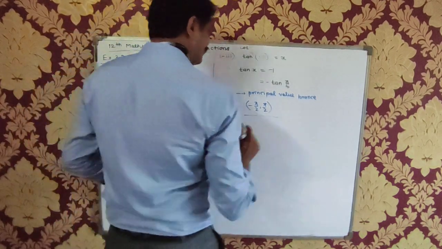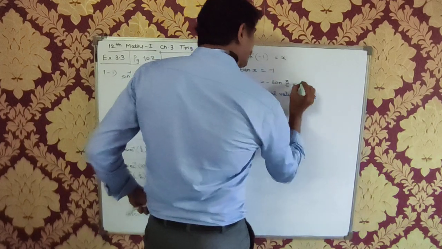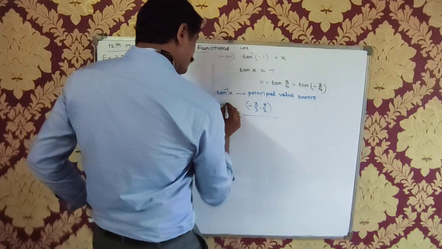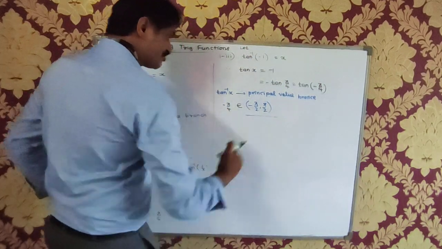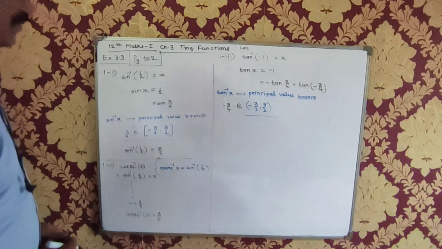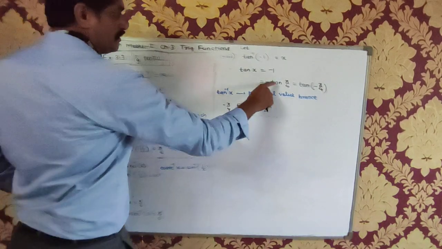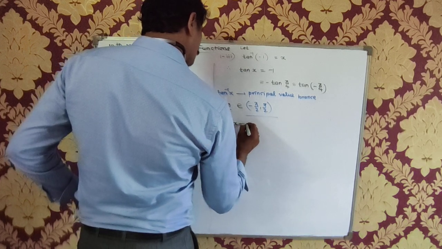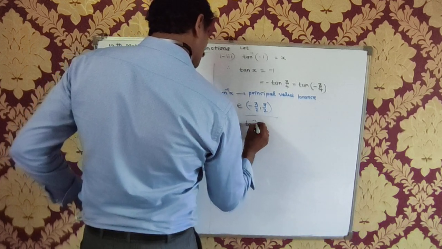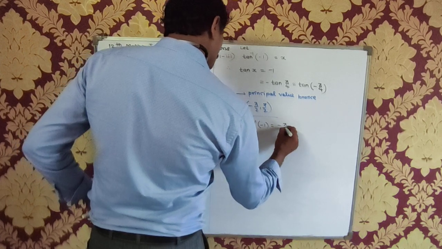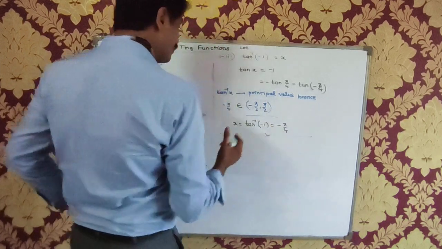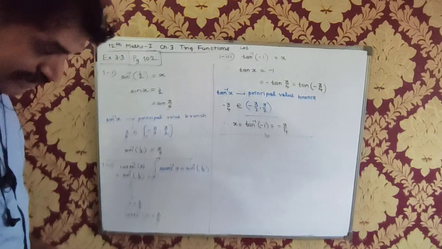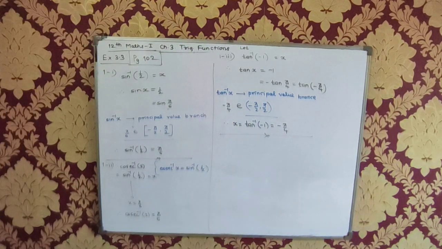Okay, so I can say that this is tan of minus theta, so that is equal to tan of minus pi by 4. And minus pi by 4 very much belongs to this principal value branch. Therefore x, tan inverse of minus 1, is equal to minus pi by 4, and that is the answer. We have to make sure that our answer is in that principal value branch. Did you understand this? Is this clear to you all?